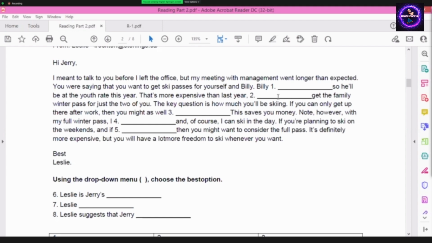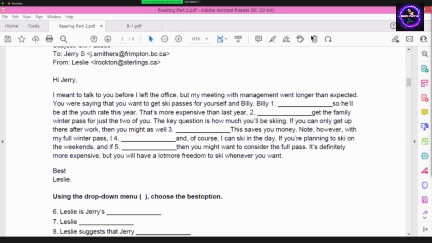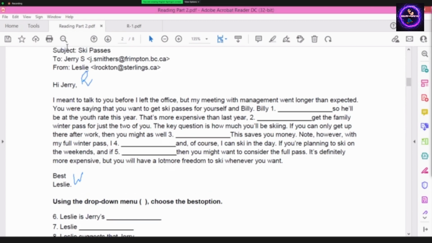Here also, it is a letter. We have to find out who the receiver and writer are. I can see here Leslie is the writer and Jerry is the receiver of the letter. They also give you some email IDs up front, and the topic on which you're going to read the letter. They say the subject is Sky Passes, and the diagram says that too. And Jerry Smithers, Frinton, BC.ca, Sterlings.ca. So they are different IDs.